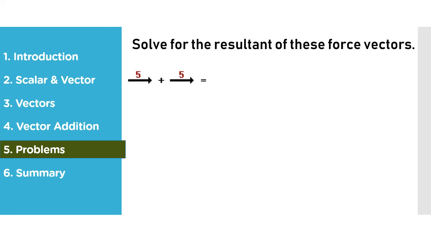So when you have two vectors going in the same direction, 5 and 5, you will get 10 going in that direction, east. You just add them up. When you have them going in the opposite direction, you will add the negative or subtract. So 5 minus 5 gets you 0. Take note that if you have a 0 vector, you don't need to put the direction because 0 is nothing.